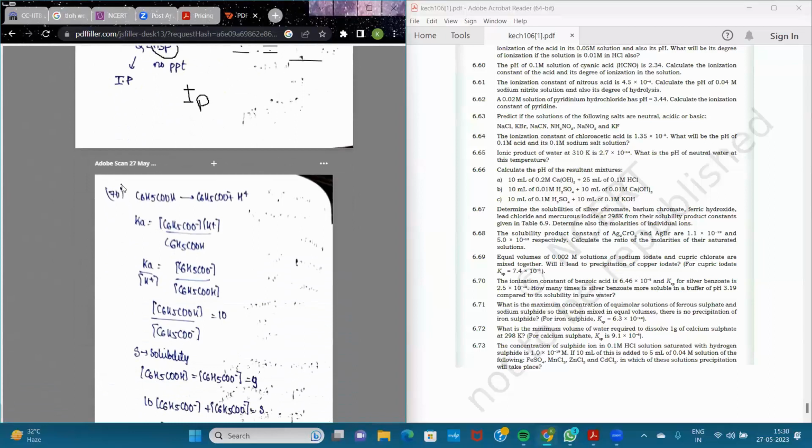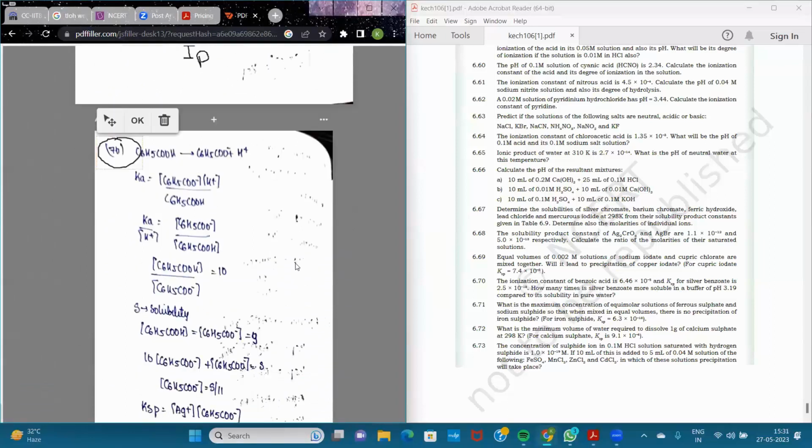Next is 70th question. The ionization constant of benzoic acid is 6.46 into 10 power minus 5 and KSP for silver benzoate is 2.5 into 10 power minus 18. How many times is silver benzoate more soluble in a buffer of pH 3.19 compared to its solubility in pure water? Buffer is a solution where pH remains constant for small changes done in the solutions.